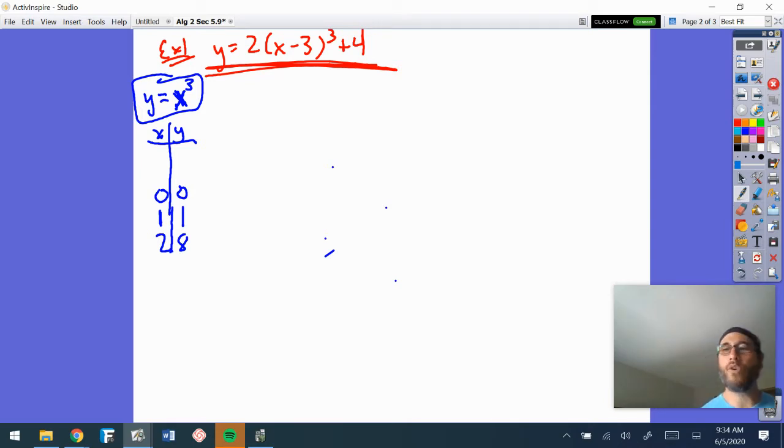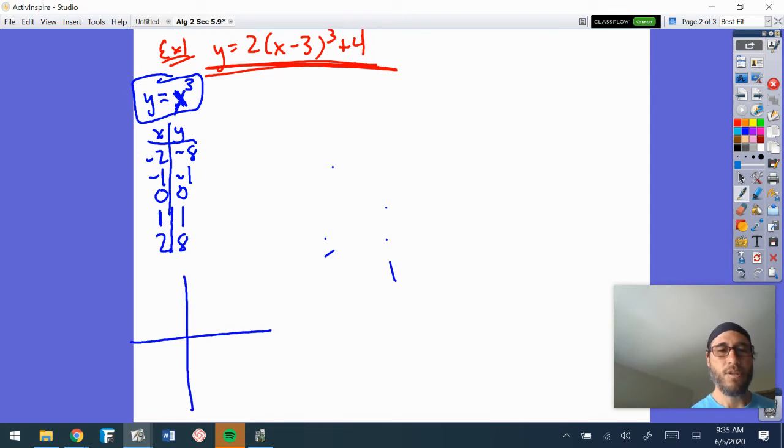For cubics, it's important to know what's happening to the left of the vertex and to the right of the vertex. To the right of the vertex would be 1, 1 and 2, 8. To the left of that vertex would be -1. And what's -1 to the third? That's -1, because you have 3 negatives, and 3 negatives keeps it a negative. What if I plugged in -2 for x and raised that to the third power? Same thing: -2 times -2 times -2 would be -8. And so we need to know what that graph looks like, so let's go ahead and graph those points.